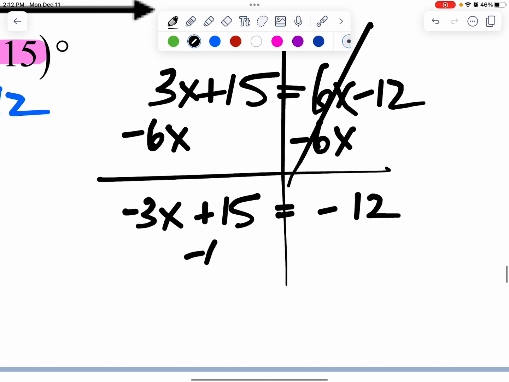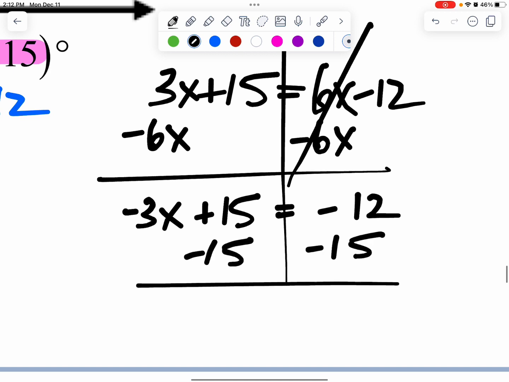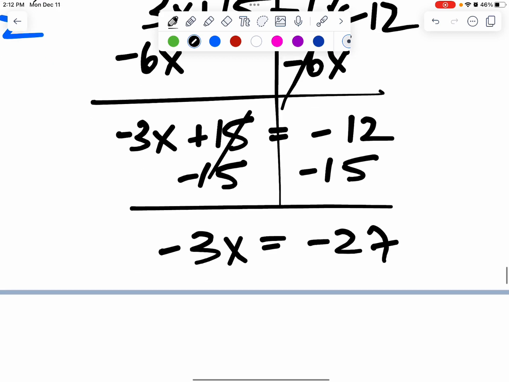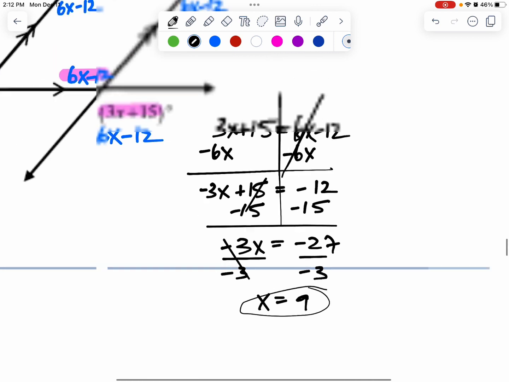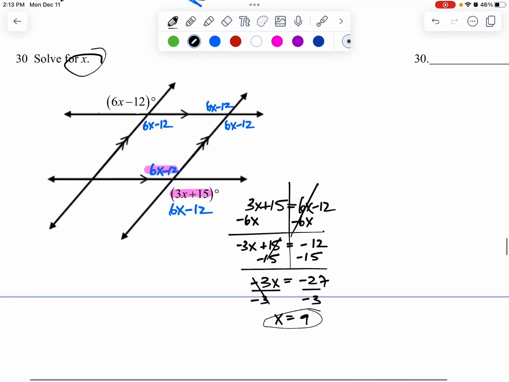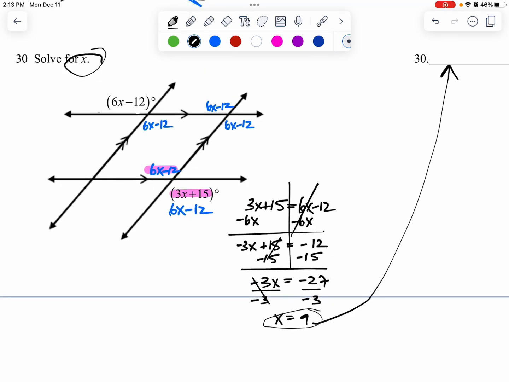Now I'm going to subtract 15 from both sides. And I have negative 3x equals negative 27. And now I just need to divide both sides. When you have a negative there, in order to cancel it, you want to divide by the negative. So I have x equals 9. Is that what they wanted? Solve for x? It is. X equals 9. You're done, guys. Good job.